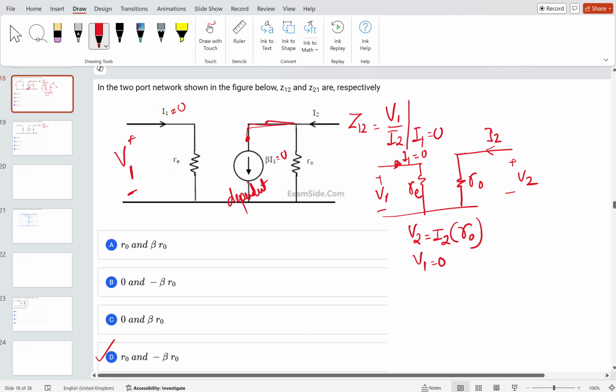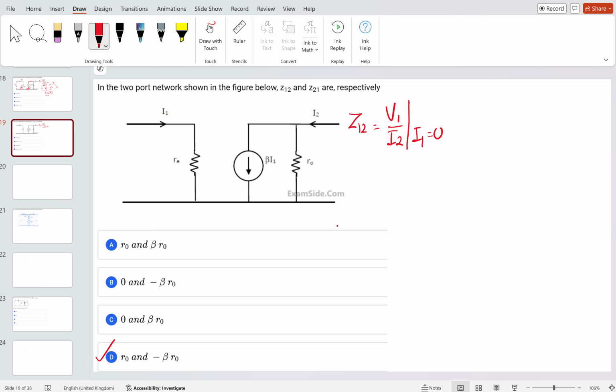Why? Because the current flowing through the RE will also become 0, that is, I1 RE will become 0. So the voltage which is appearing across it will already become 0. So option D will not match. The correct option will be option B or option C. Let's try to solve for the Z21.